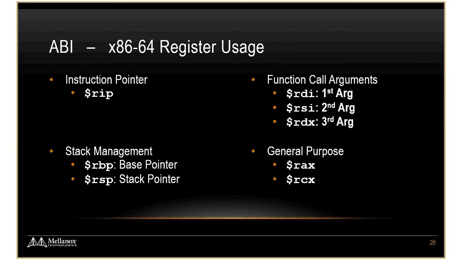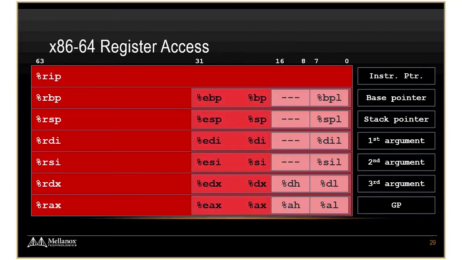And we have general purpose registers. I'll mainly be using RAX, but RDX does appear in one example, so I mentioned it here too. Mainly we use RAX as a general purpose register. So these are what we're going to be using, and I'll be coming back to them quite a lot.